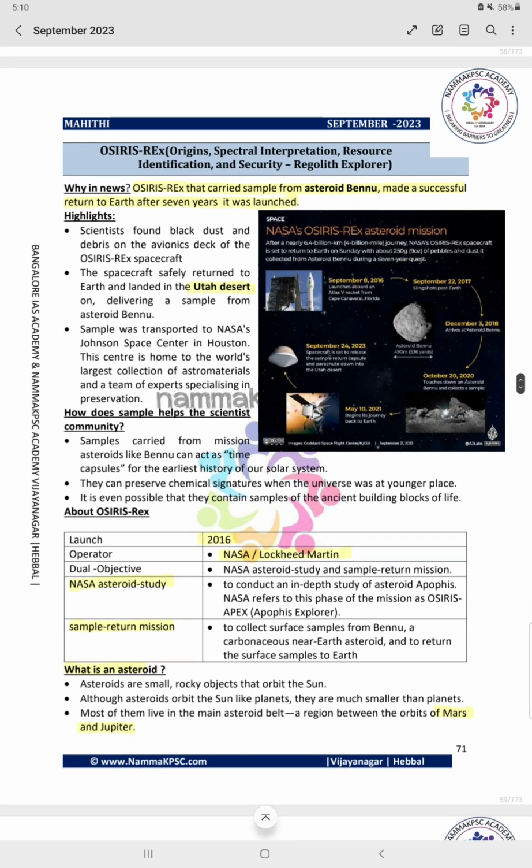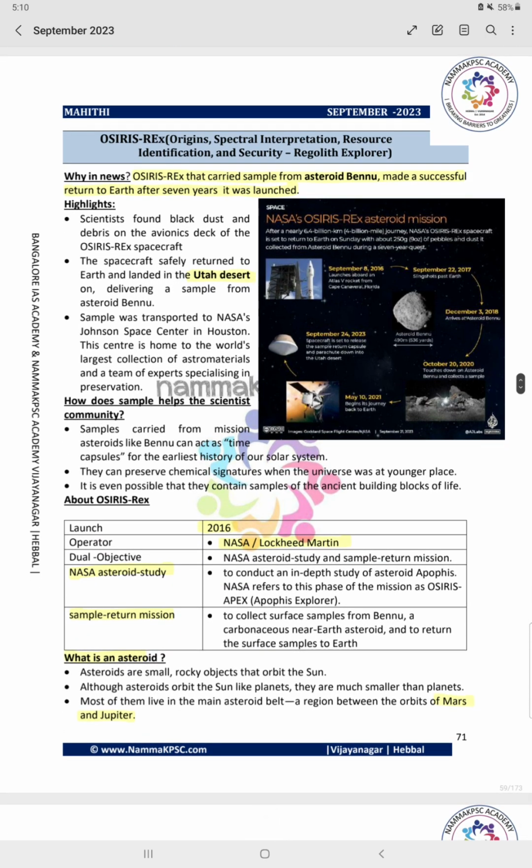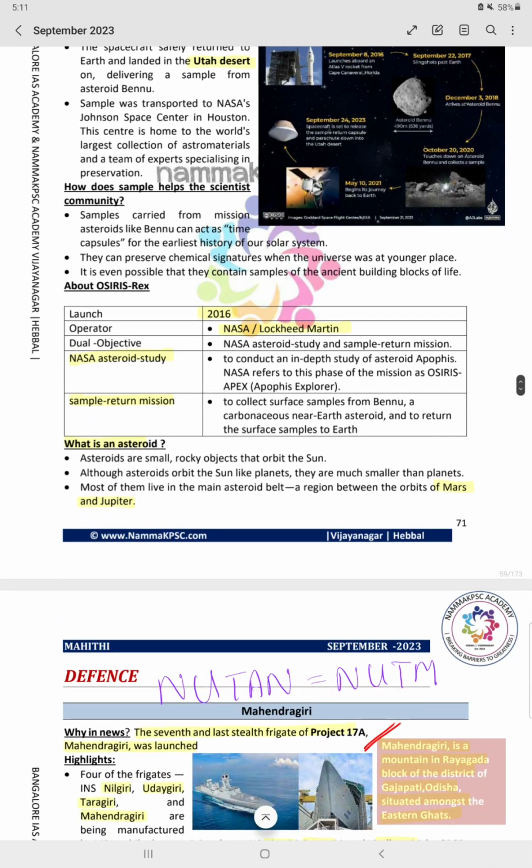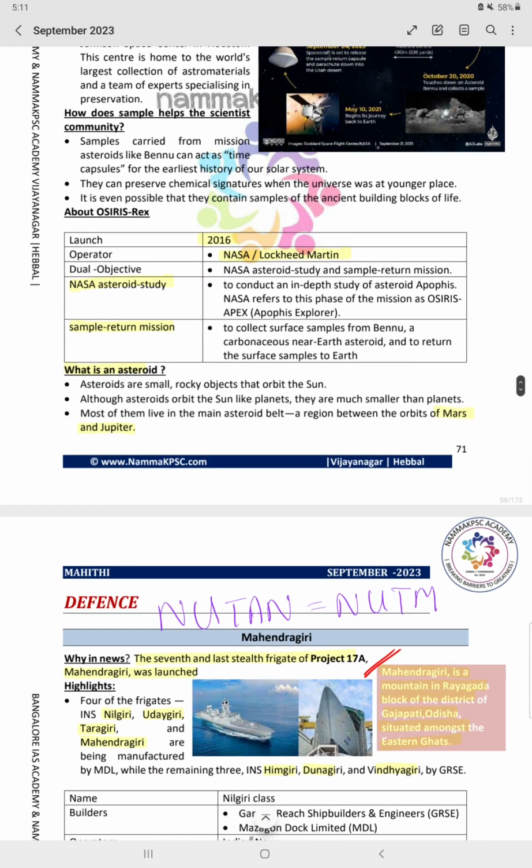Then we have OSIRIS-REx. The expansion of this is Origins, Spectral Interpretation, Resource Identification, and Security Regolith Explorer. This was a NASA mission, which was launched in the year 2016. It basically wanted to study the asteroid Bennu, collect samples from it, and return them to Earth. So it has already returned to Earth: the spacecraft landed back in the Utah desert. A basic thing about asteroids: they are mainly present between Mars and Jupiter.